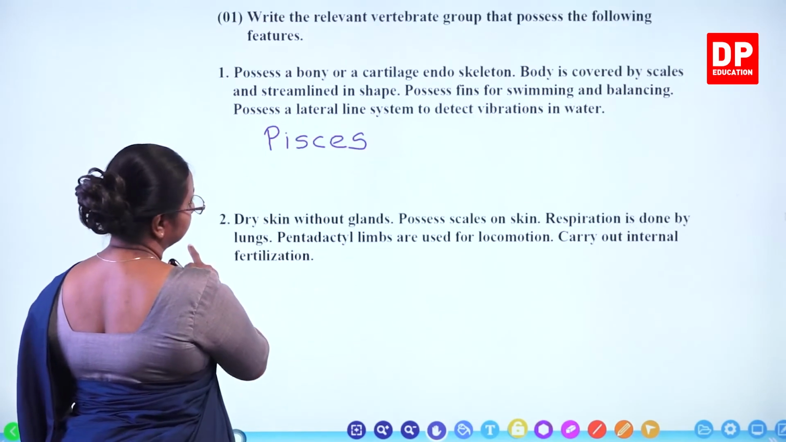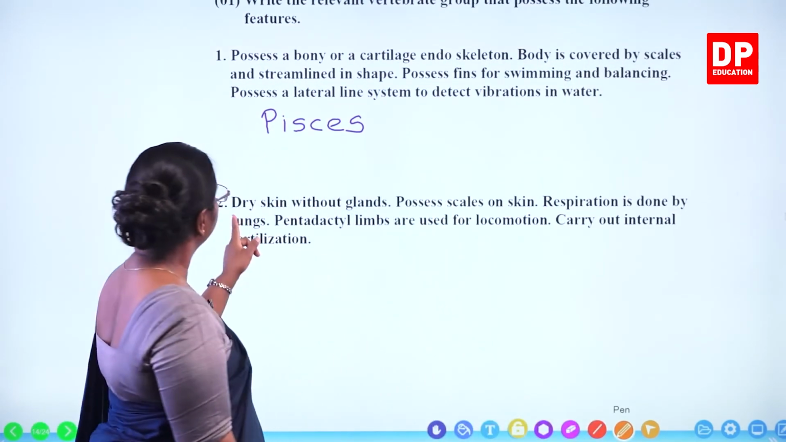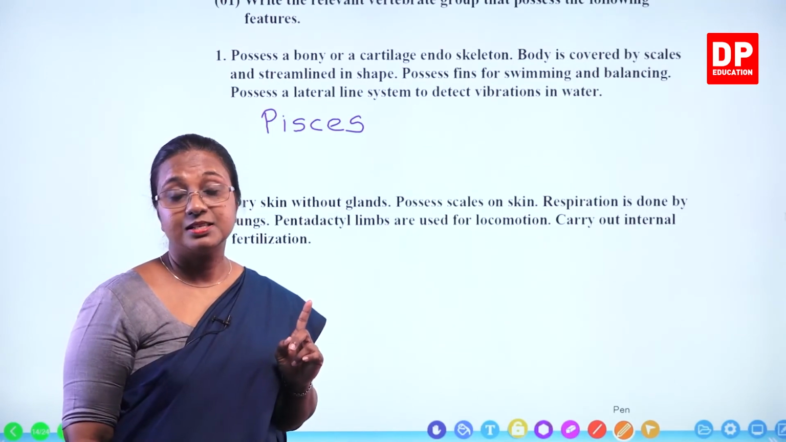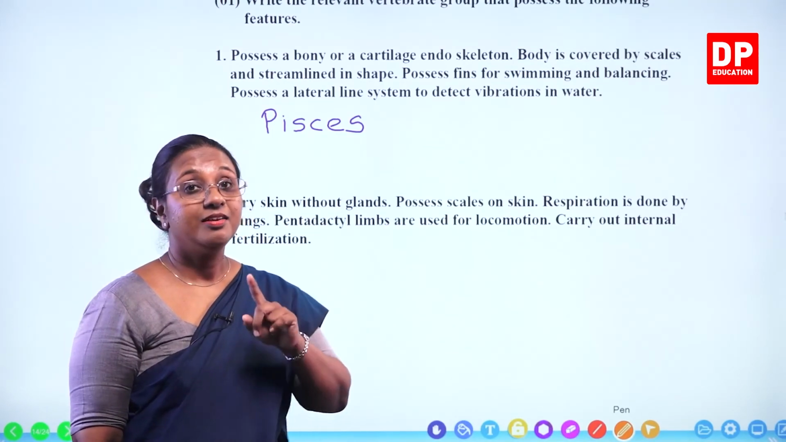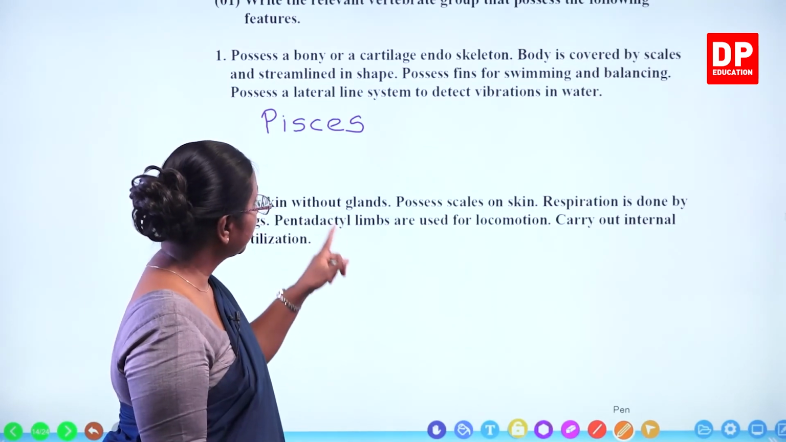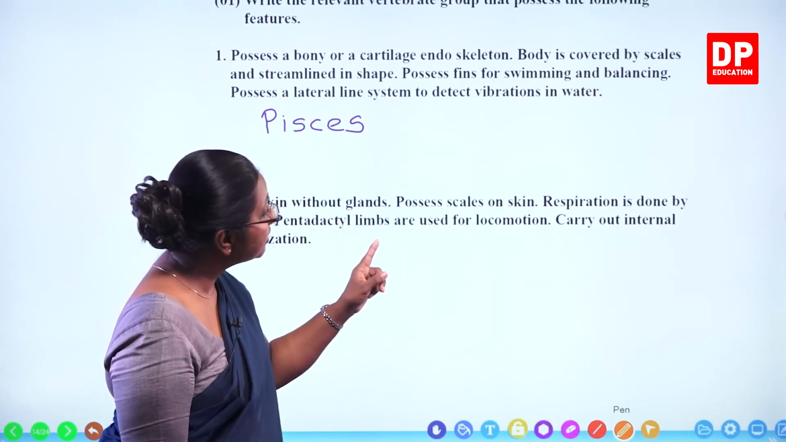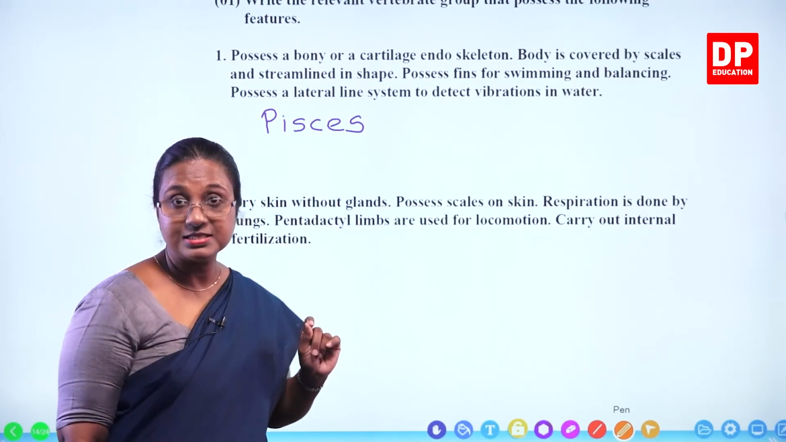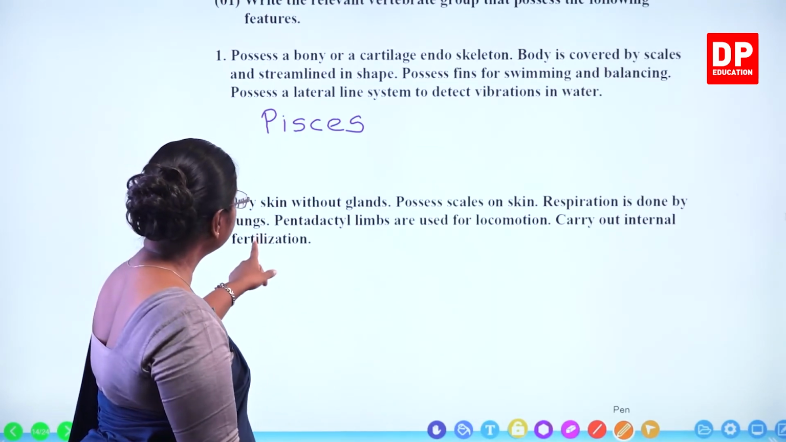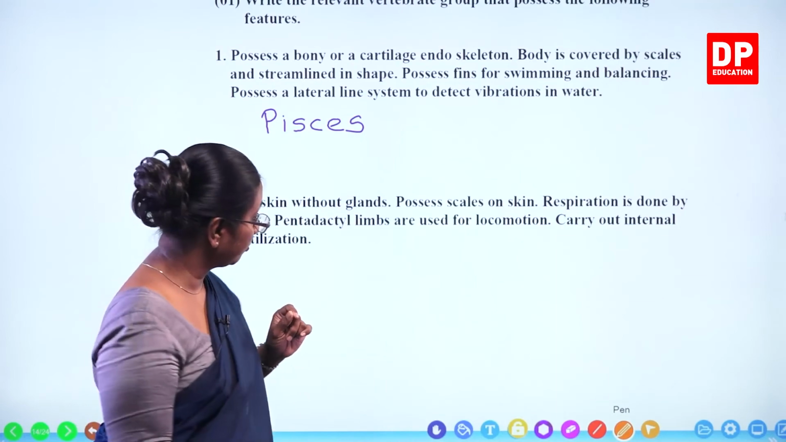Then the next one. Dry skin without glands. What are they? Reptilia. We will check. Possess scales on skin. That is also for reptilia. Respiration is done by lungs. That is also there. Then pentadactyl limbs are used for locomotion.